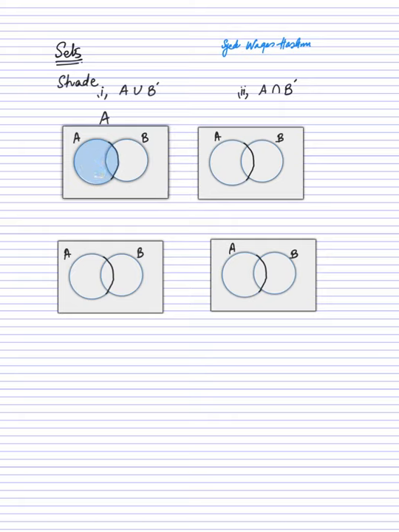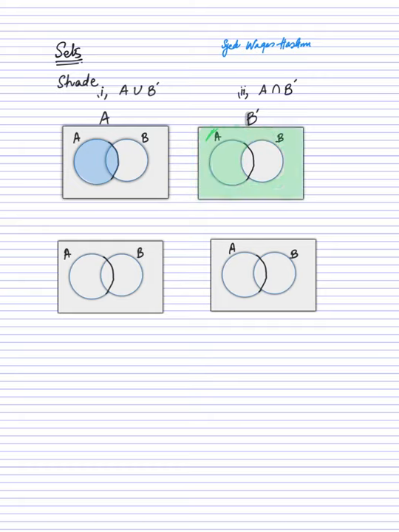Now if you focus on the next part of the question, that is B complement. What is B complement? B complement means all of the shading except the B set. So for B complement, if I shade the region, it will be all the space, all the portion except the set B. That is the shading of B complement.